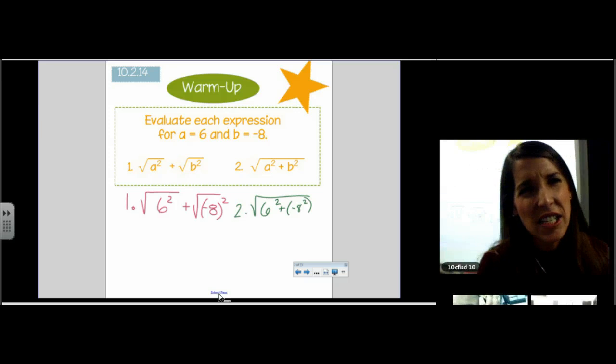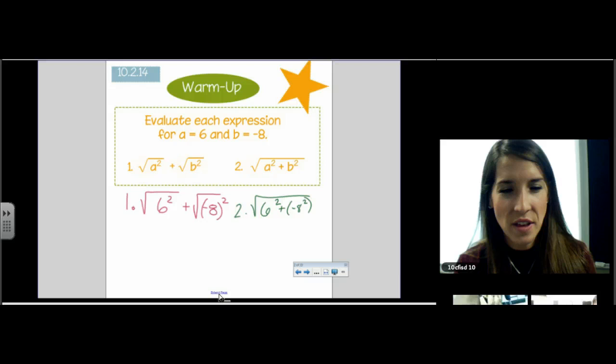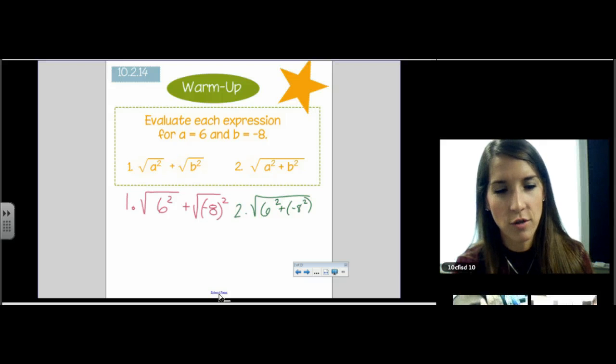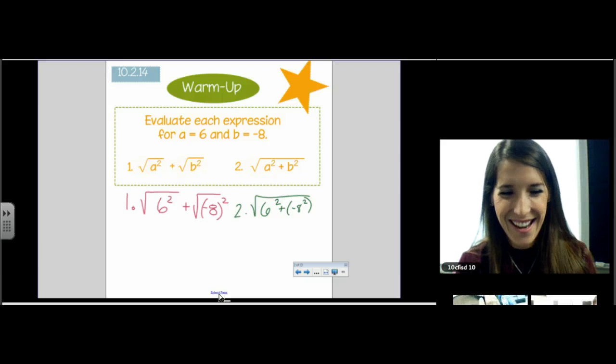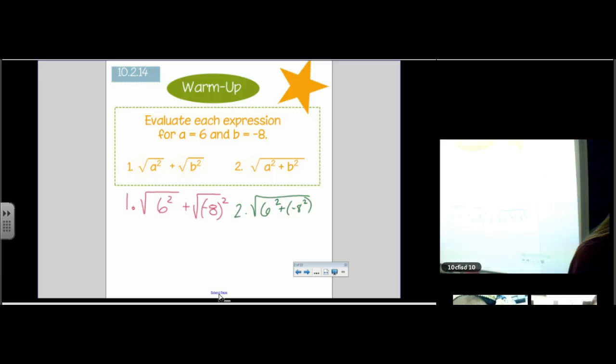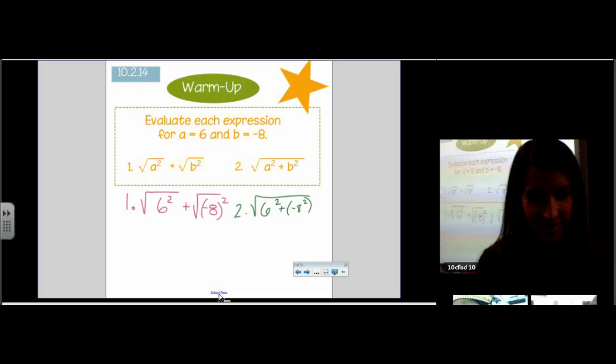Do you think you're going to get the same answer both times? Do you think that number 1 is the same as number 2? What does order of operations tell you? No. No way.